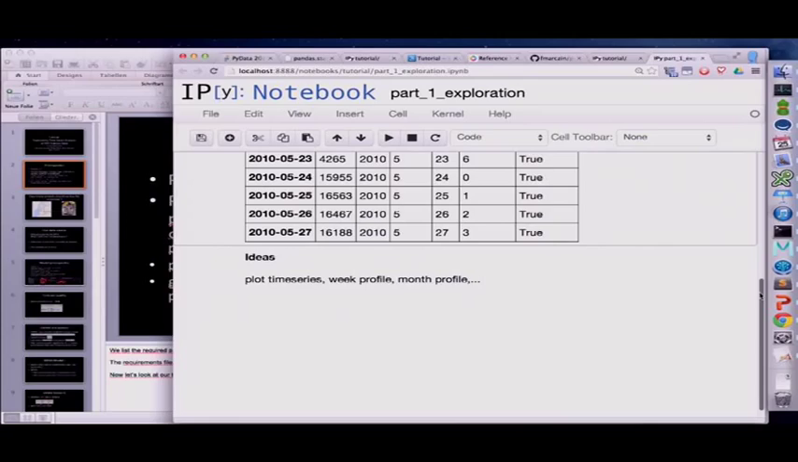So what do you mean by week profile? Just plot, for example, you've got a weekday, and the mean numbers of exits per weekday. Was it in sample or out sample or combined sample? So the plot of the average for every Monday, for every Tuesday, for every Wednesday, and so on. So what's common to every Monday, common to every Tuesday? The prototypical week.